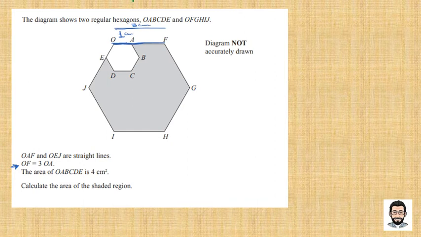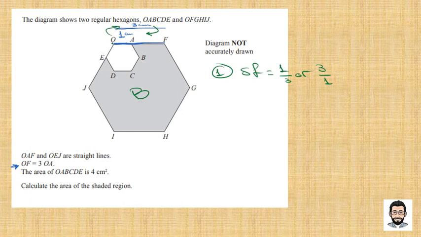Okay, we're going to find the scale factor according to this sentence. So we're going to write OA, or the scale factor, equals 1 over 3 or 3 over 1. Again, it's a very important sentence. He said OF, the big side of this hexagon, equals 3 times OA.